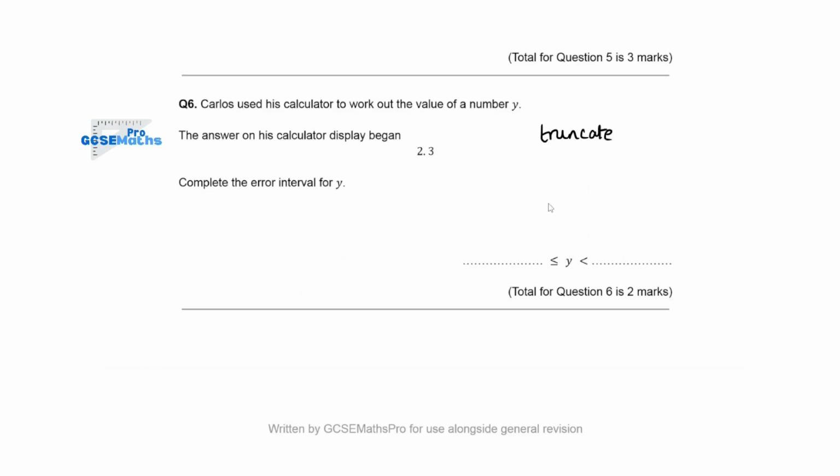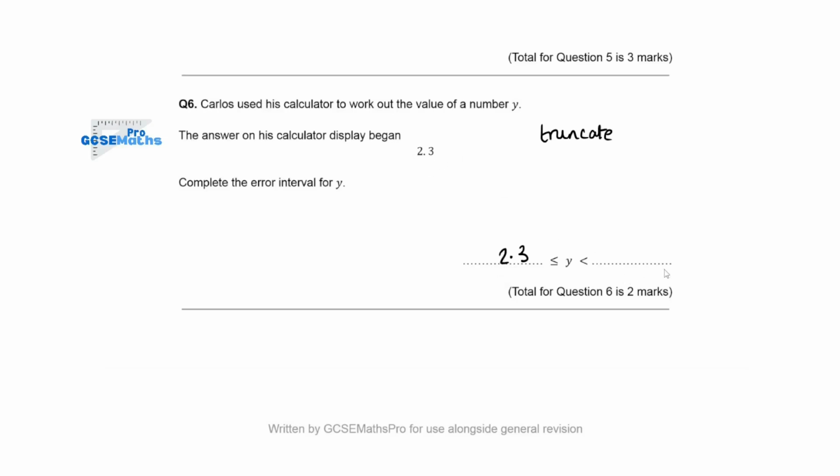So in this case, when you've got a truncated scenario, the smallest value is just 2.3. Maybe it was only 2.3. Maybe nothing came after it. It can't be any less than 2.3 because Carlos 100% saw a 2 and a 3. So 2.3 is the smallest, you just copy the same number.